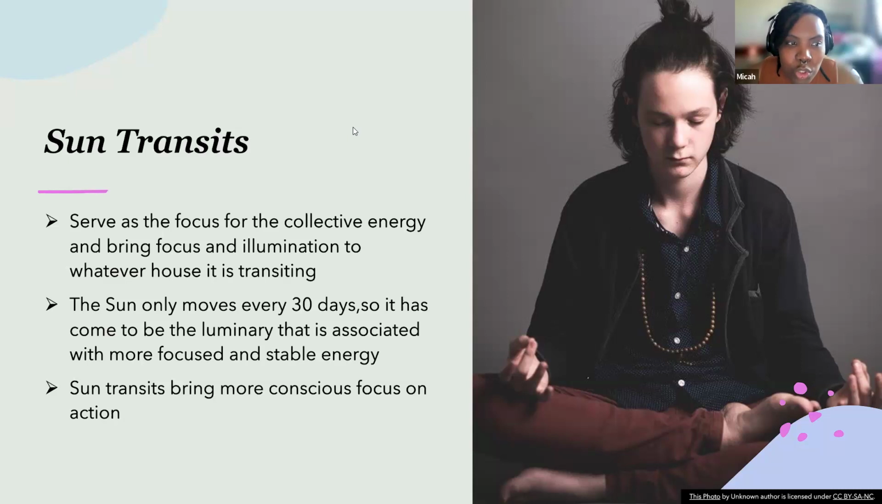But sun transits serve as the focus for the collective energy and bring focus and illumination to whatever house it's in. So if the sun is in the eighth house, speaking of which, did I talk about this in the intro to astrology? I'm just going to say this, especially since we're talking about sun transits in particular.